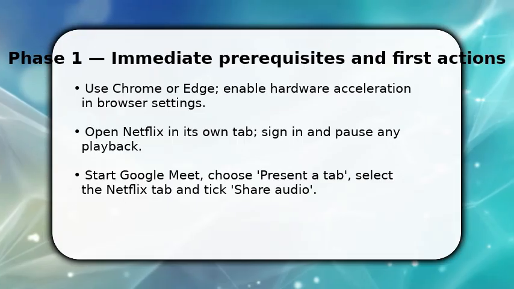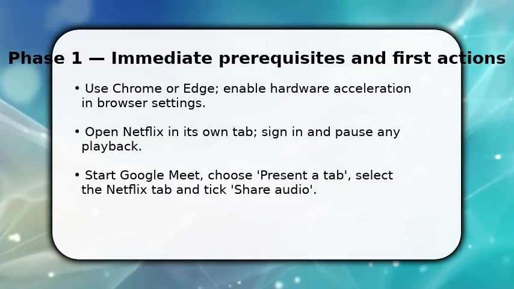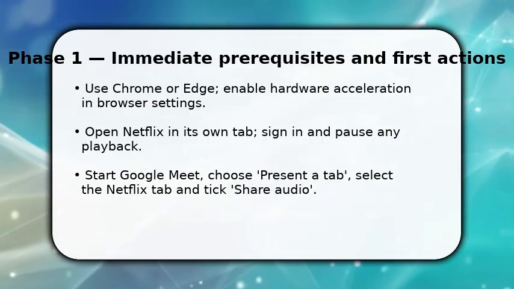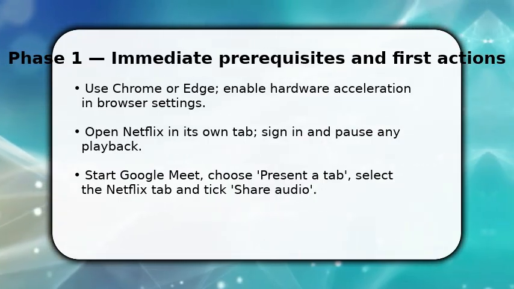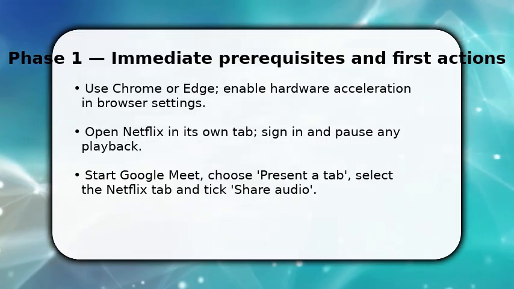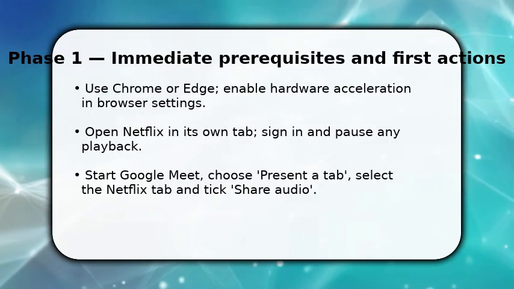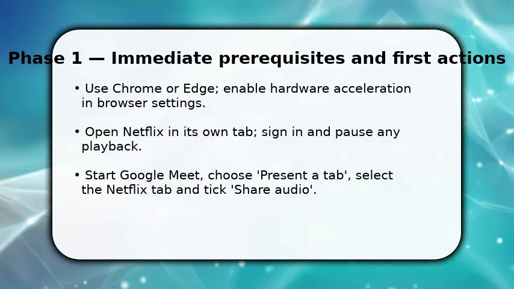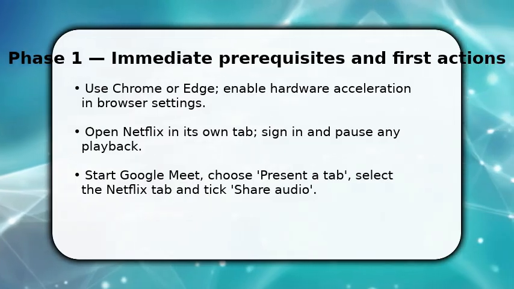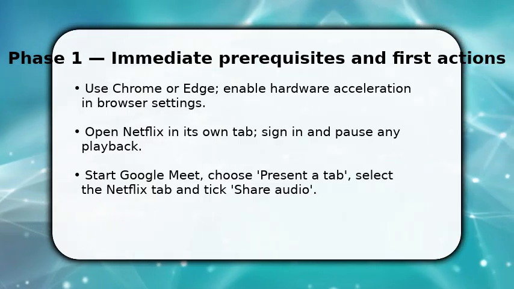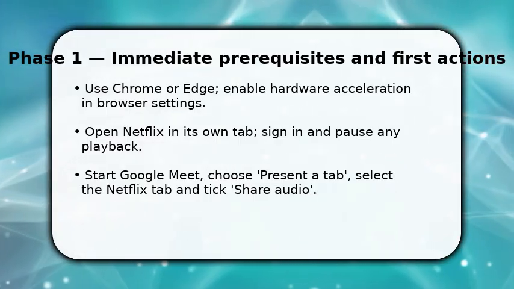You begin by using Chrome or Edge because they handle tab audio sharing reliably. Enable hardware acceleration to reduce black frames. Next, open Netflix in a single dedicated tab and sign in, then pause the video so buffering completes. In Google Meet, click Present, choose a tab, pick the Netflix tab, and make sure to check Share Audio. This routes the audio and video together. Once done, play Netflix. You should see the stream and the preview before others join.